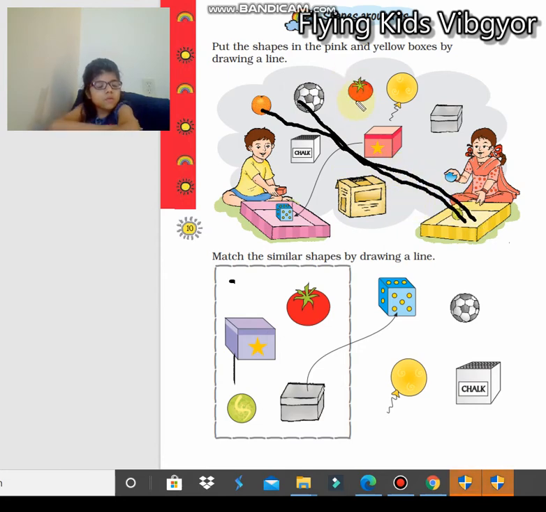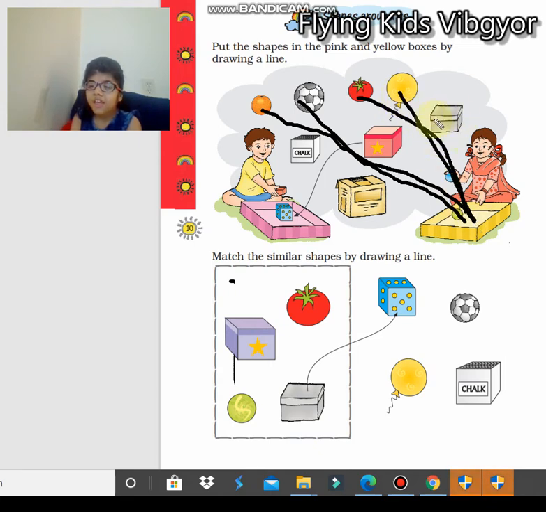Next, what about this tomato? It will go in the yellow box. Right, because it has the shape of a sphere. So put it in the yellow box. What about this balloon? It has some yellow. Right, because it's also a sphere shape.